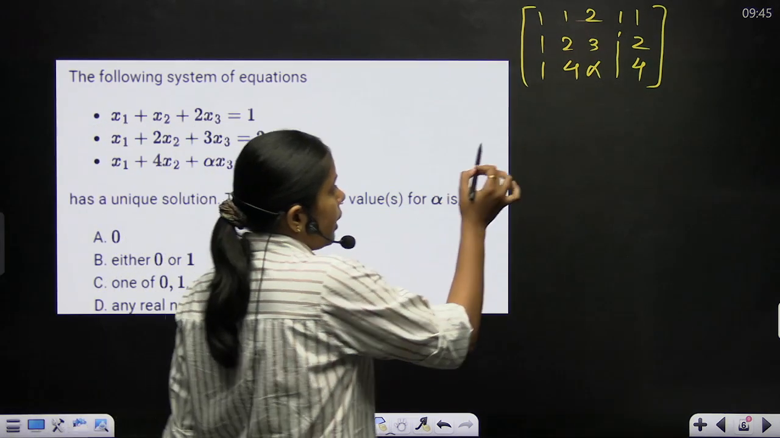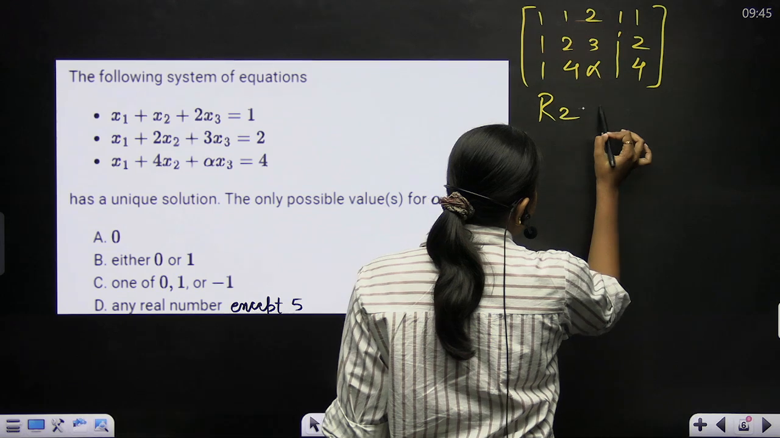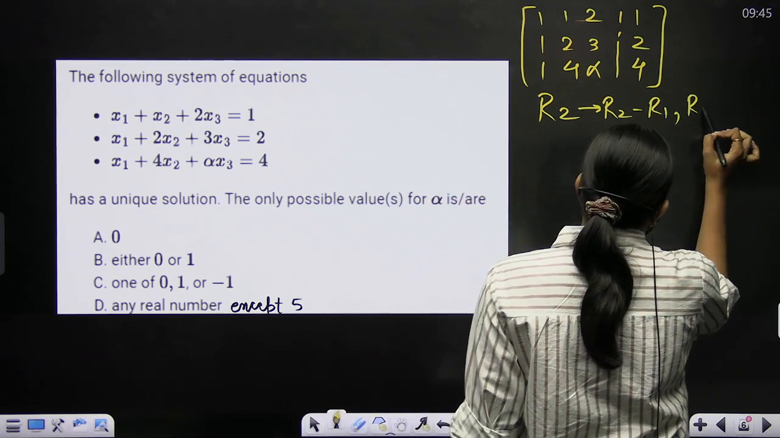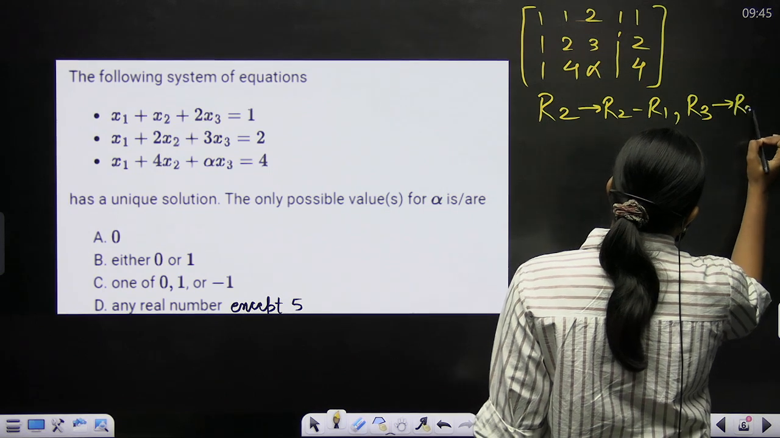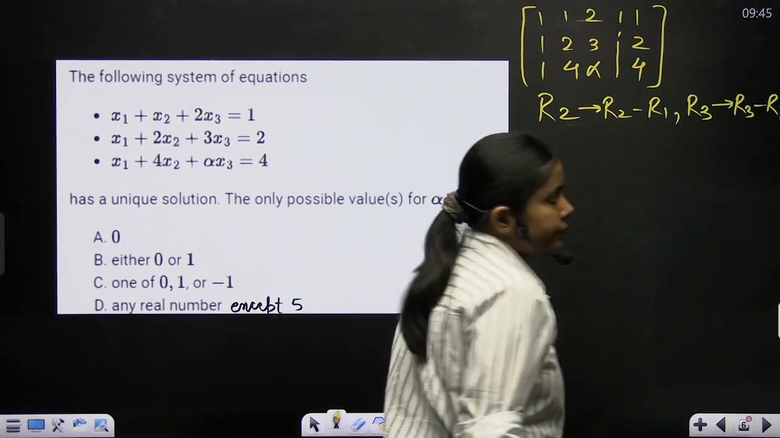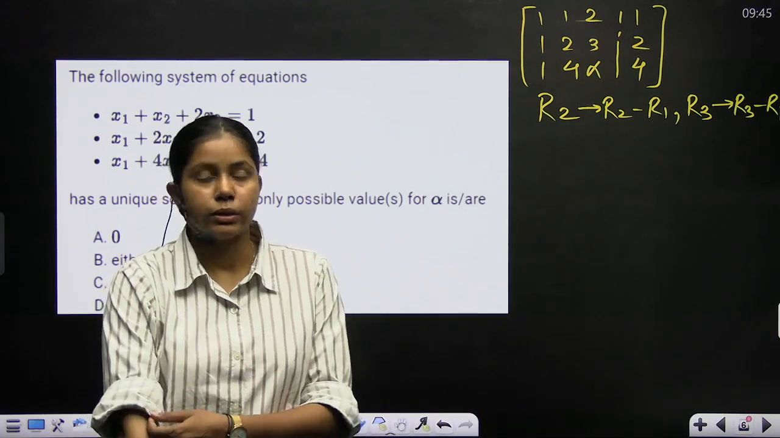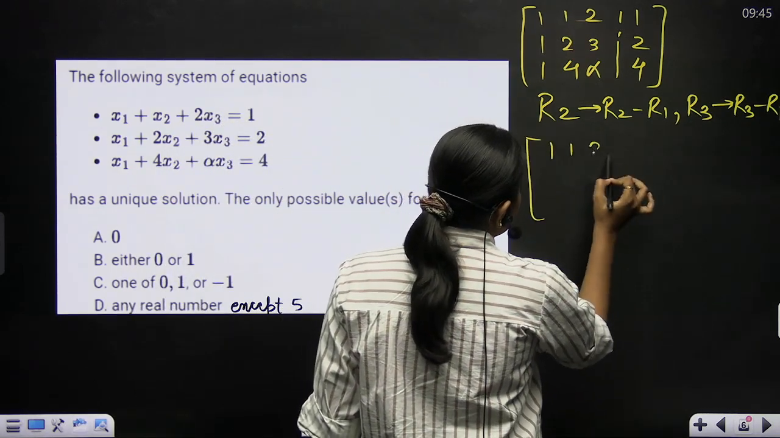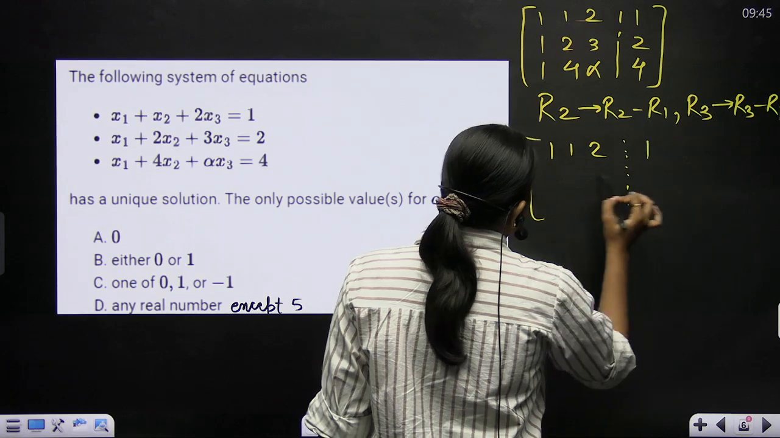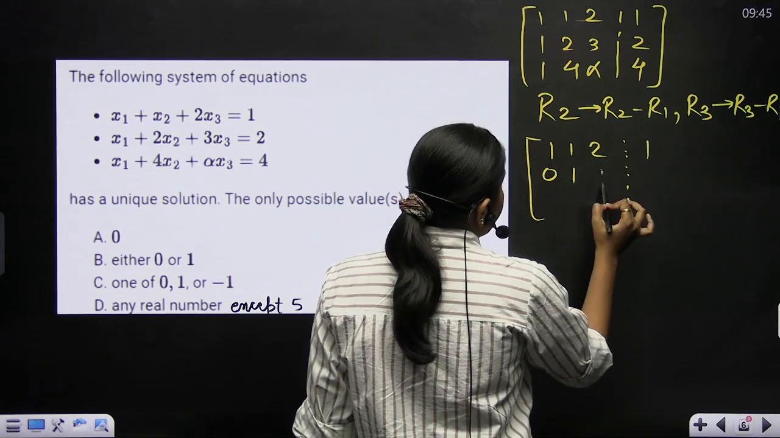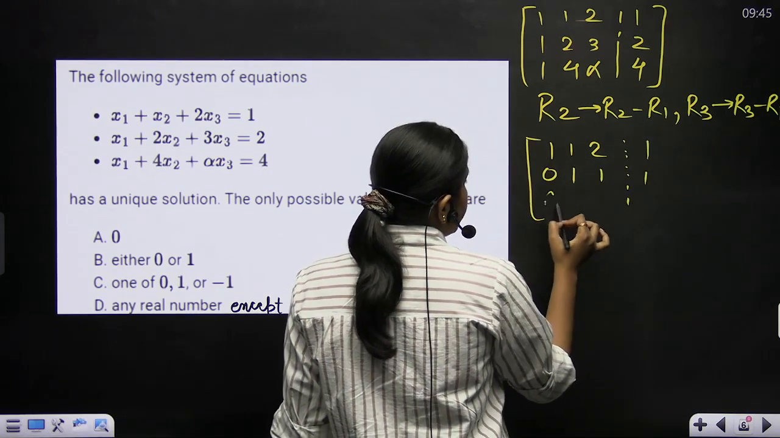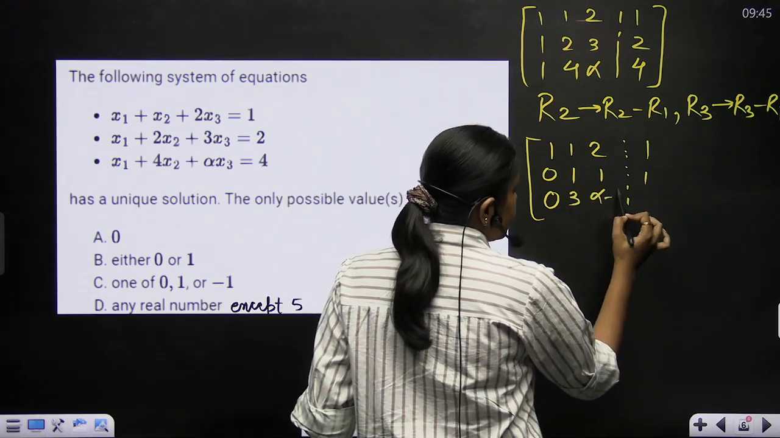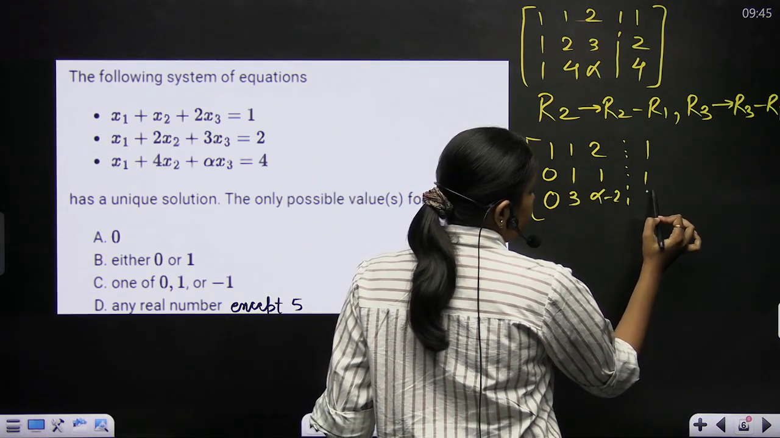Everyone will check now. R2 tends to R2 minus R1, and I'll do R3 tends to R3 minus R1 because I am row reducing it. So what would I get? I'll get here 1, 1, 2, 1, 0, 1, 1, 1, and it would be 0. 4 minus 1, that would be 3. Alpha minus 2 and 4 minus 1, that would be 3.